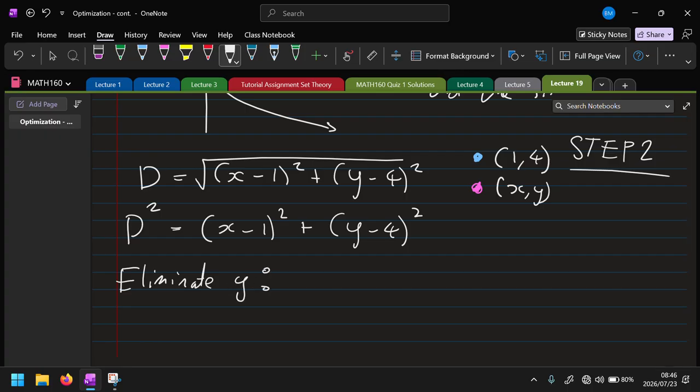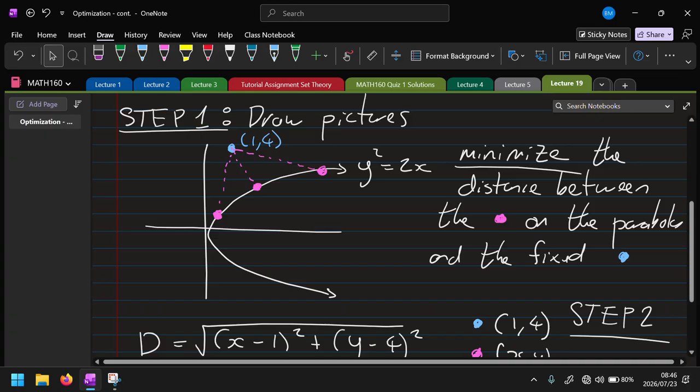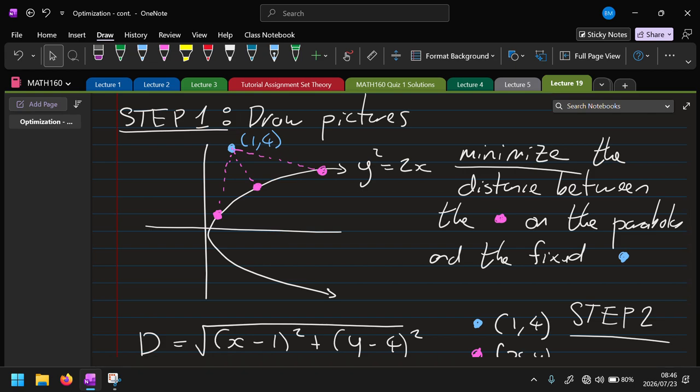How do we do that? We use the constraint. What is the constraint for this problem? Exactly. This pink dot over here must be on the parabola. If it must be on the parabola, it must be this form over there.